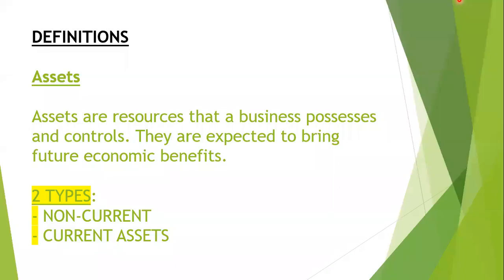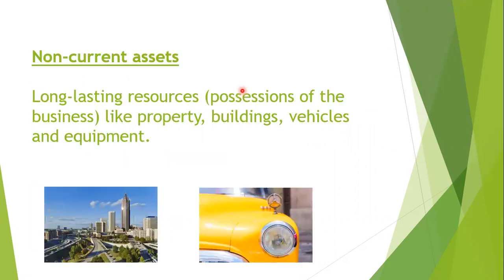There are two types of assets. So you get the non-current assets and you get the current assets. Okay, so now these are your non-current assets. Your non-current assets are long-lasting resources or possessions of the business, like the property, buildings, vehicles, and equipment. Generally, you keep them in the business for 1 year or a longer period. So it's something that you invest in for a longer time.